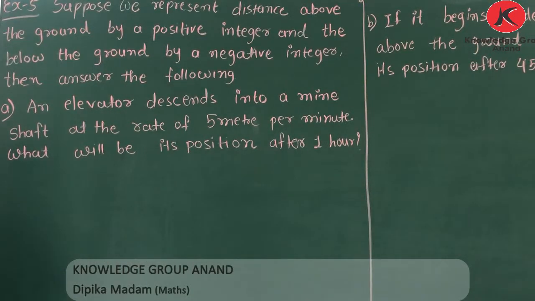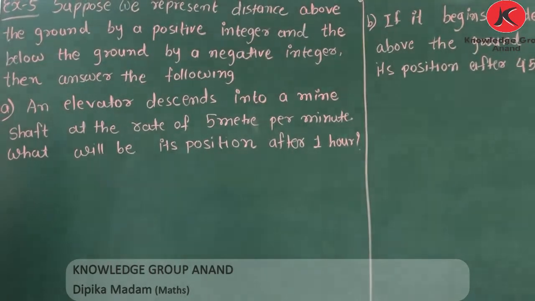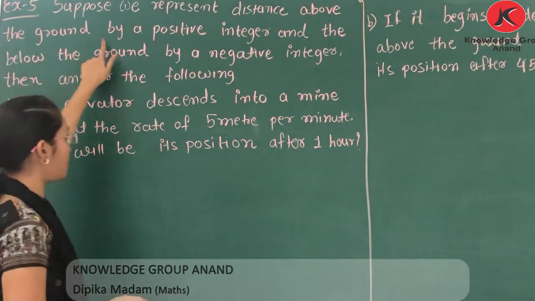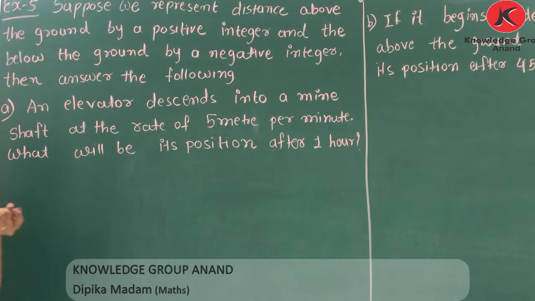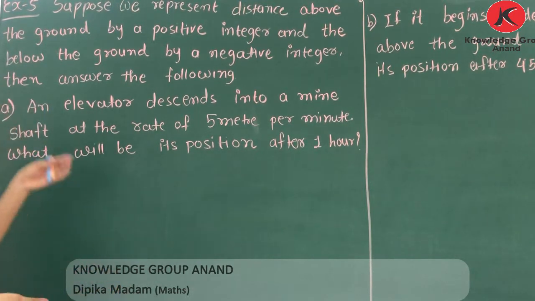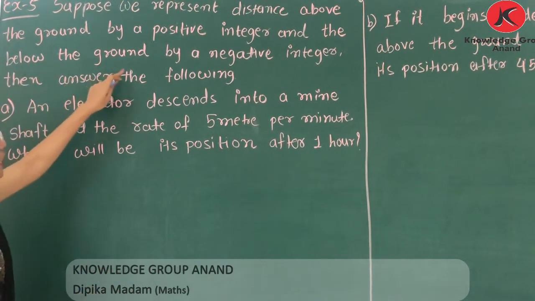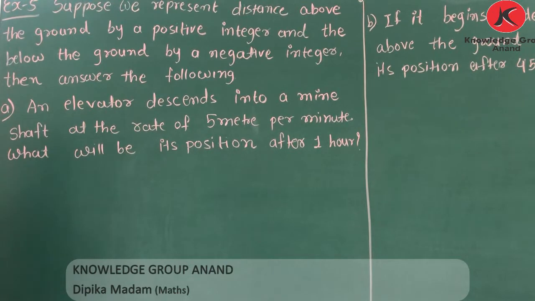Example 5. Suppose we represent distance above the ground by a positive integer. Means how do we measure distance above the ground? Positive. And the distance below the ground by a negative integer. If we cover distance below the ground, what do we represent it with? Negative integer. Then answer the following.